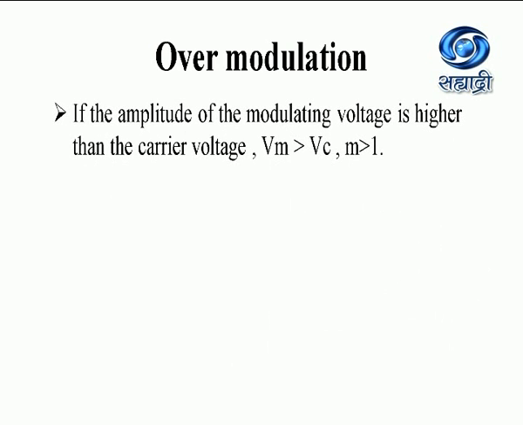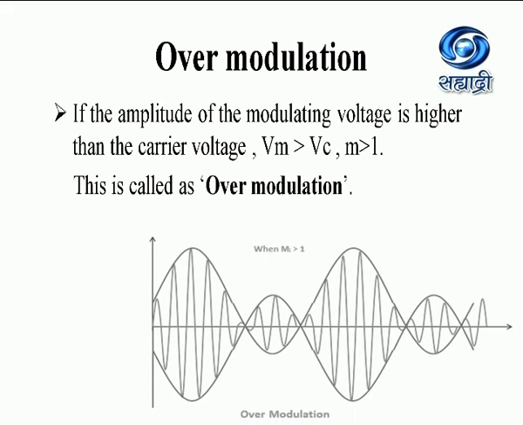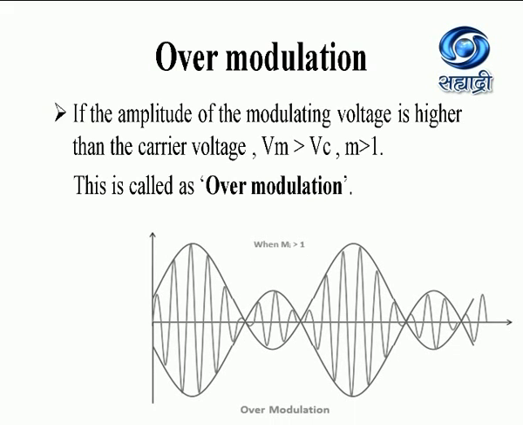The third is over modulation. In over modulation, m is greater than 1. That's why Vm, the amplitude of the modulating signal, is greater than the amplitude of the carrier signal. This type of modulation is called over modulation, and this is the waveform of over modulation. Again, it is not used in practicals because the information signal is greater than the carrier signal.